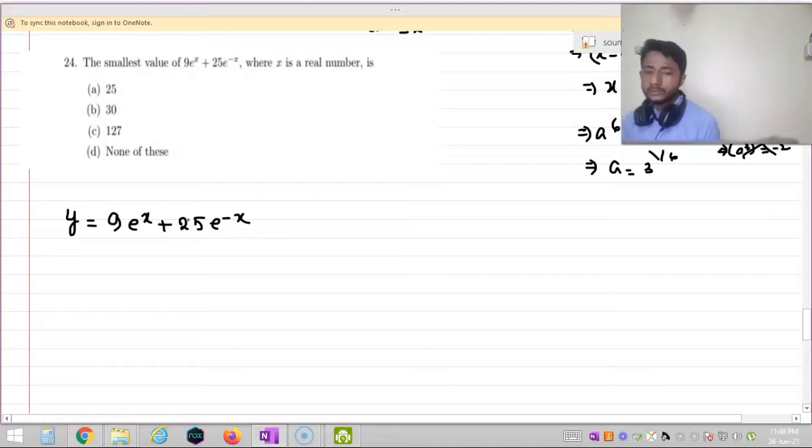If dy/dx is positive, then at that point we get the minimum value of y. So this is one way you can do this problem. There is another way you can solve this problem.